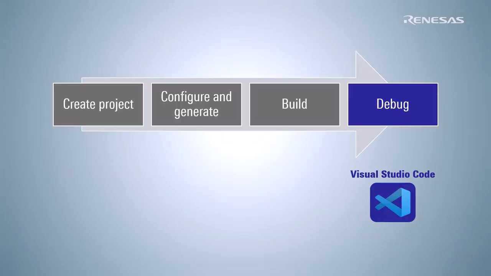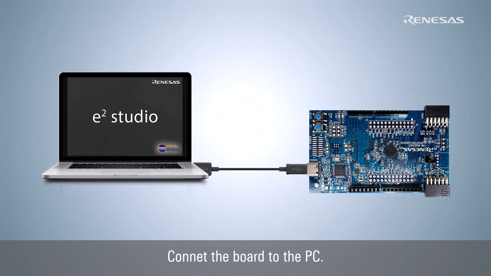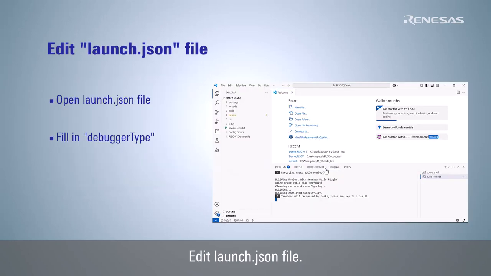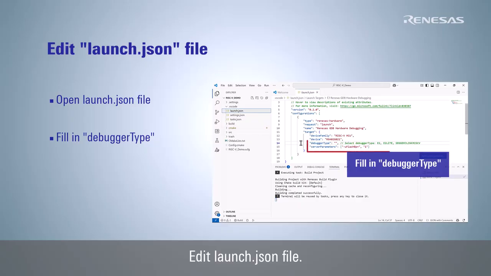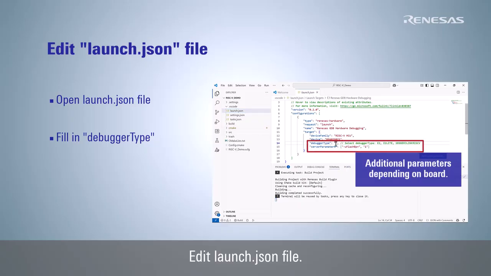The final section of the video will walk you through the steps to debug the project in Visual Studio Code. Connect the RISC-V target board to the PC via a USB Type-C cable. To prepare for the debug session, open Launch.json file from the project and fill in debugger type. Additional parameters might be needed depending on the board that you use.